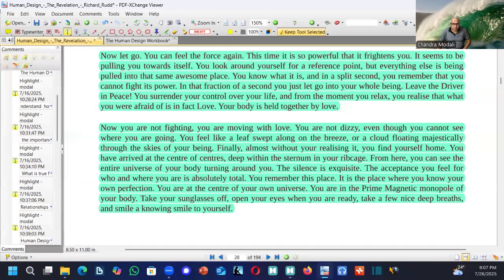Take off your sunglasses. Open your eyes. When you are ready, take a few nice deep breaths and smile a knowing smile to yourself.